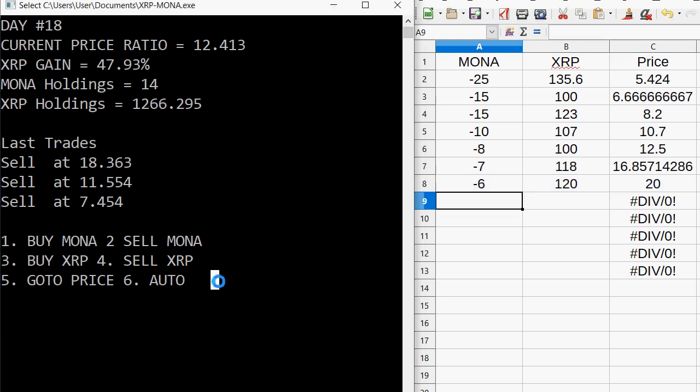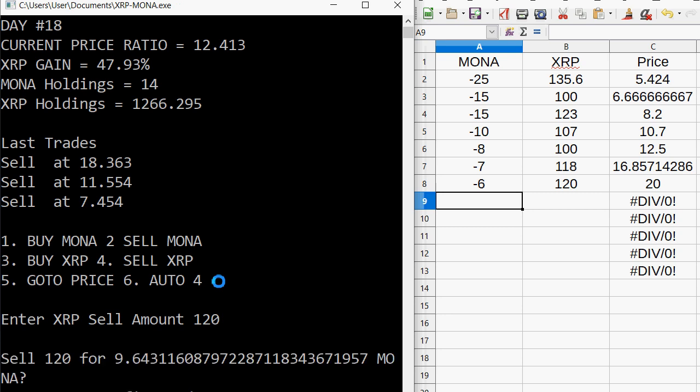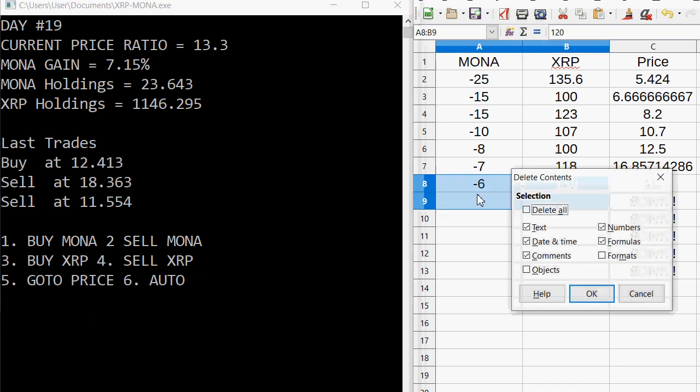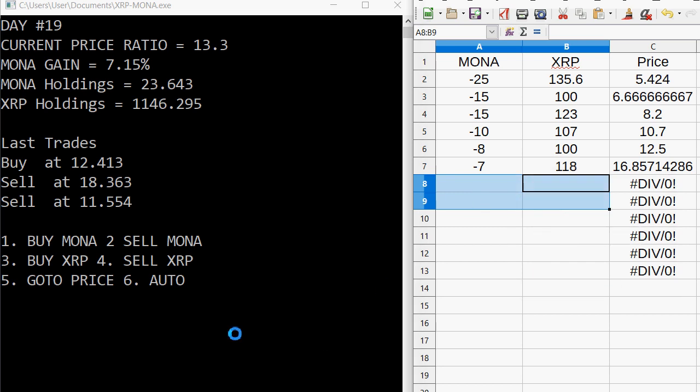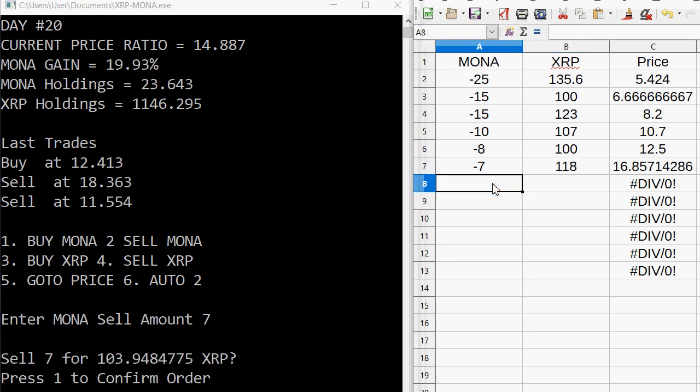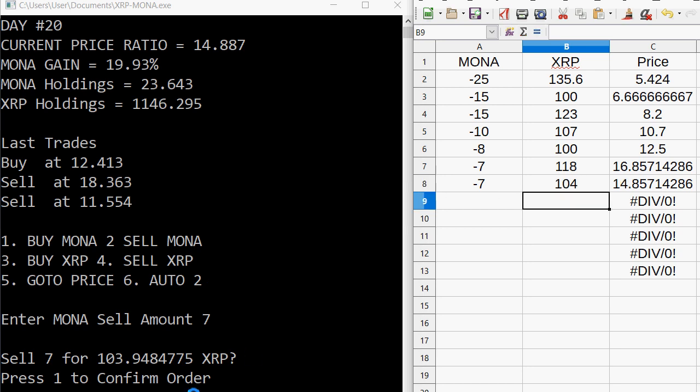And the Ripple, I gained 120. I'm just going to sell every single one of the 120, which means I get 9.64. That's a gain of 3.64 of the Mona. And I'll just now delete this off of the spreadsheet and push auto again. Day 19 will be the next day to 20. Mona gains that amount, so maybe we'll sell 7 of them again. I'll go -7 for 104. I'll just round it to that because it's close enough of the 0.94 number.